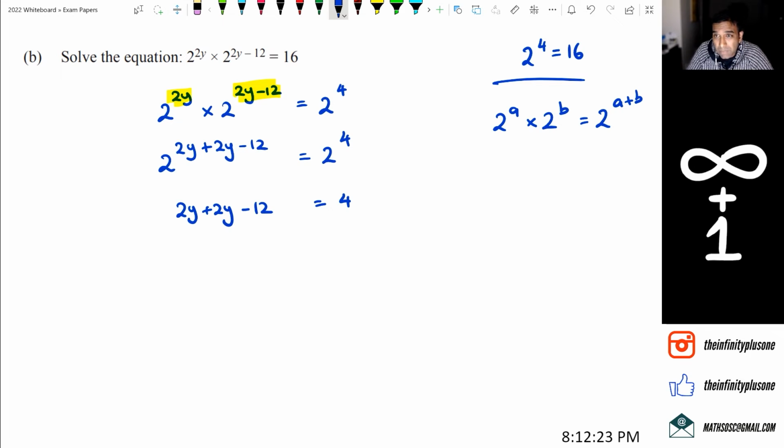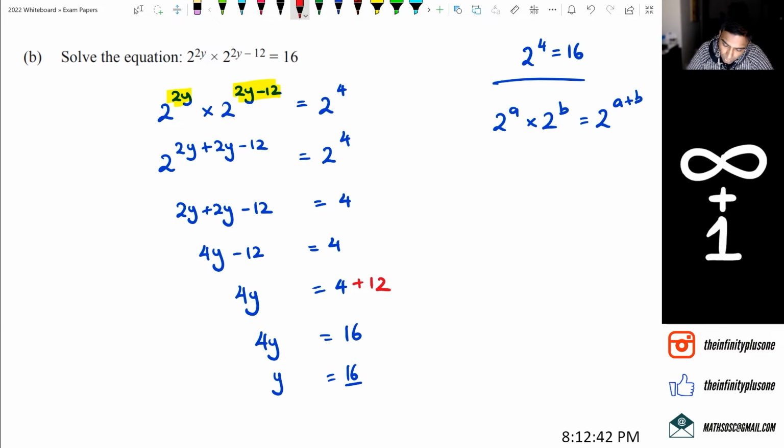I'm going to combine my like terms, so 2y and 2y is 4y. So 4y minus 12 is equal to 4. Of course, minus 12 when it goes to this side is going to become plus 12. So we've got 4y equals 16, and y is equal to 16 divided by 4, which means we are going to get y is equal to 4.